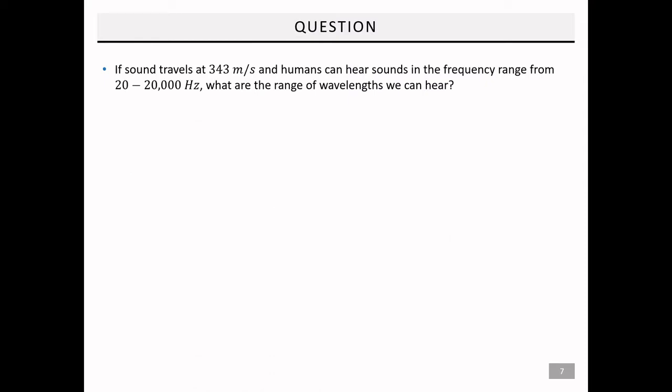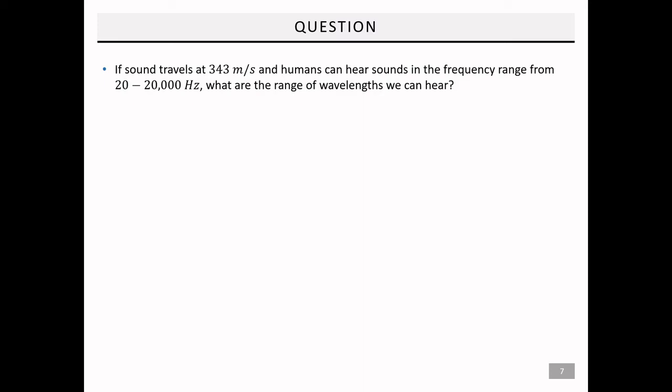So, question: if sound travels at 343 meters per second in air, and humans can hear sounds between 20 and 20,000 hertz, what is the range of wavelengths that we can hear? Unpause it when you're ready.